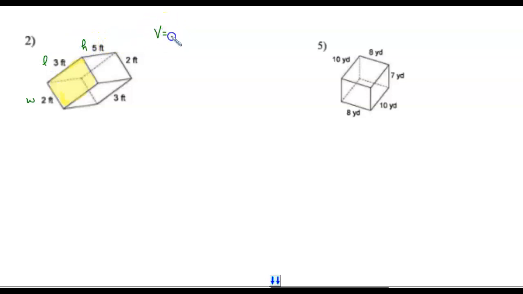Remember that it's length times width times height. So I'm going to take my 5 times my 2 times my 3. Or I could take 3 times 2 times 5, or I can take 2 times 3 times 5. It really doesn't matter what order it is. And that's 10. 10 times 3 is 30. And then because it is volume, it is cubic feet.